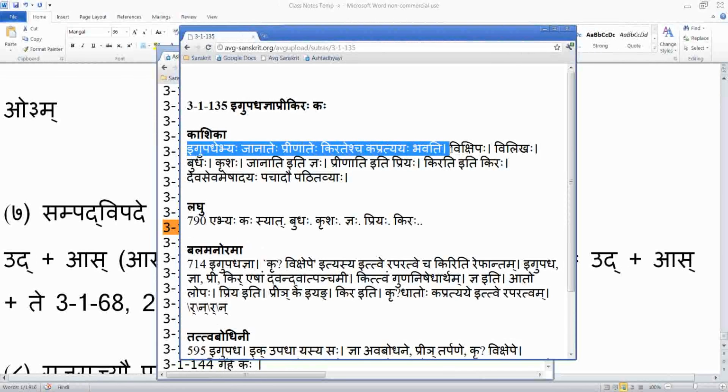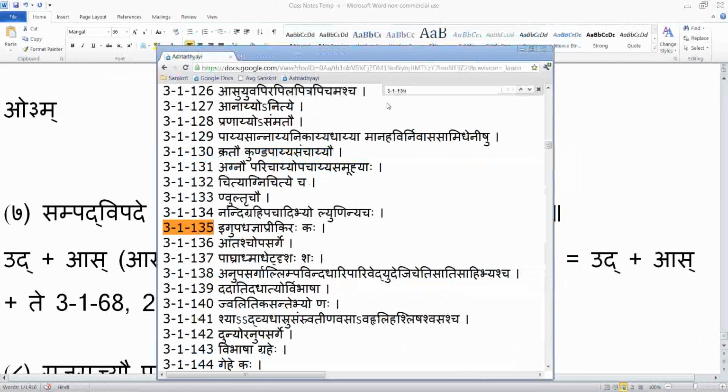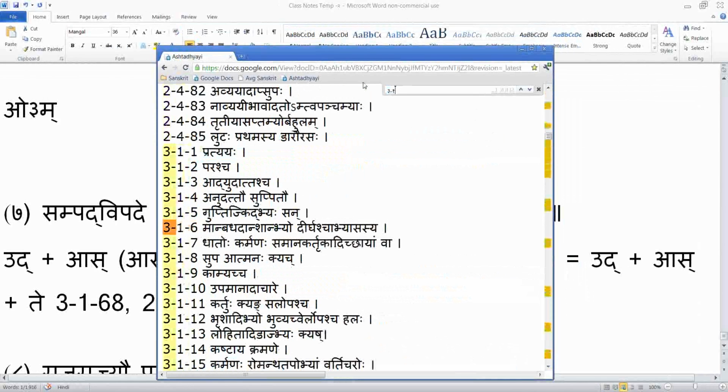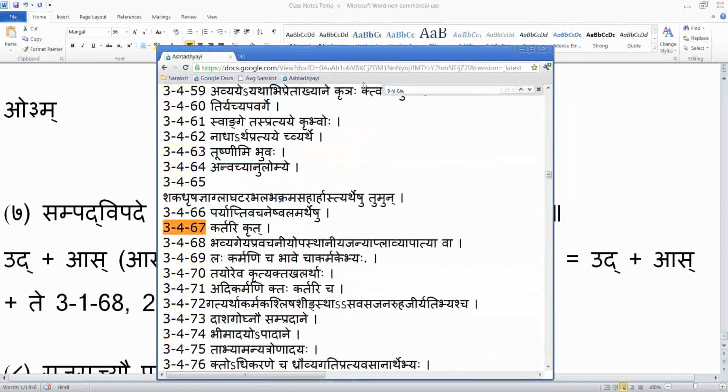So dhatu upadha is an ik, dhatu here is budh, upadha is ik. So that will take the pratyaya ka, and by kartari krit, it will be in the kartaryaste, in the sense of agent. So 3.4.67 is kartari krit. So we get the form bodhati iti buddha, one who understands, one who knows.